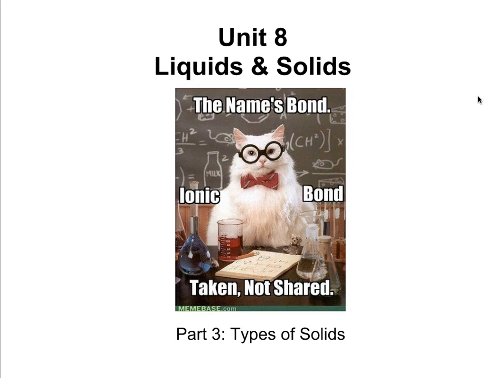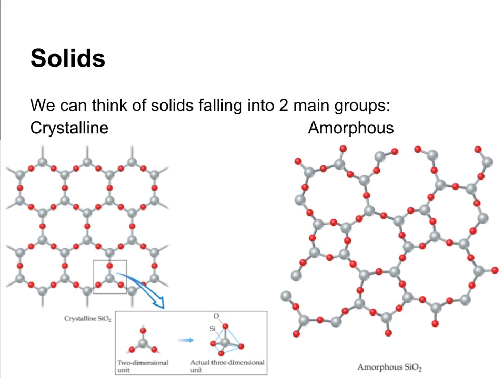Part 3 of Unit 8 is about different types of solids. We can think of solids as falling into two main groups, and the two main groups are based on how the molecules are arranged within those solids. We have crystalline solids, which are usually ionic compounds. It's a stronger solid that has a repeating three-dimensional pattern of the molecule arrangement.